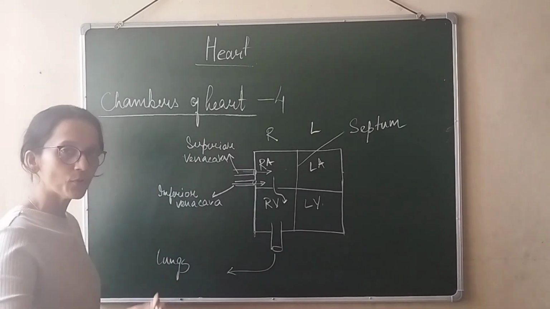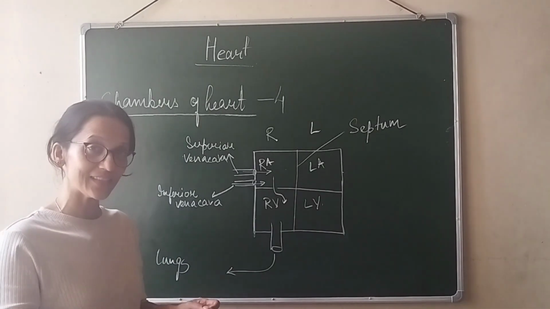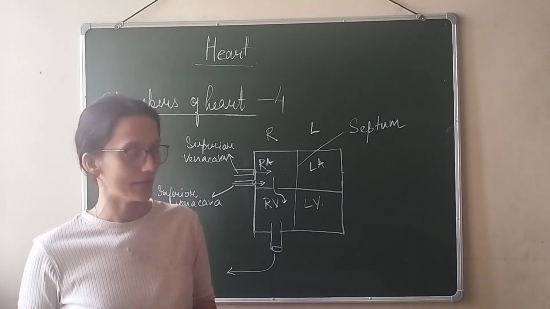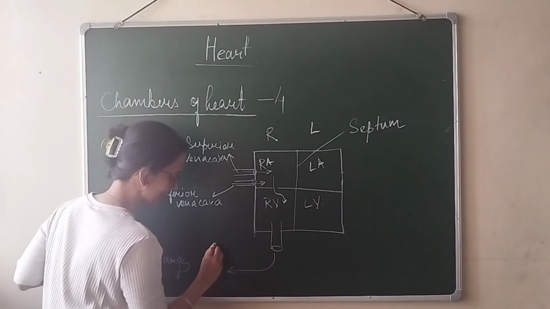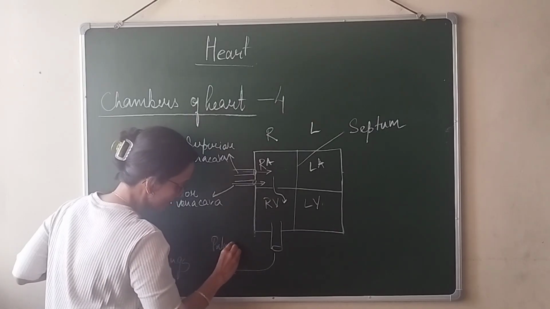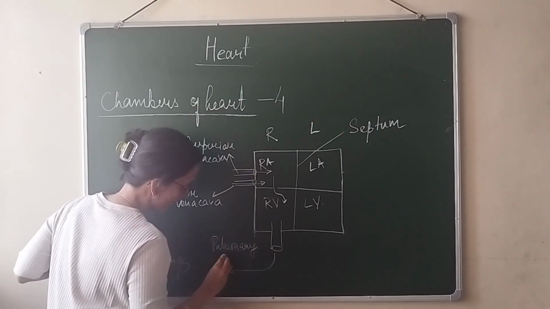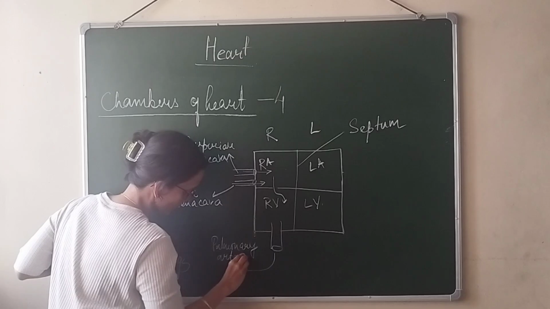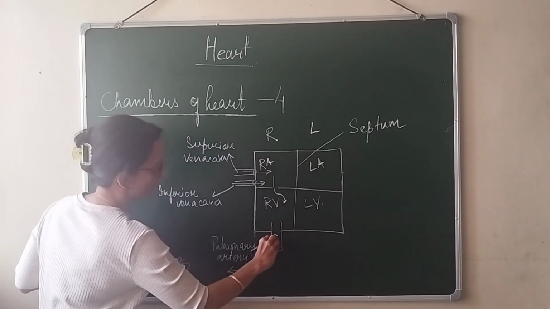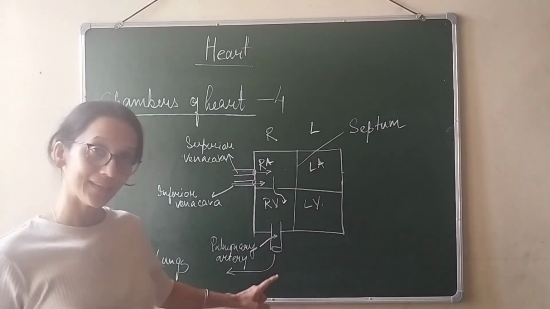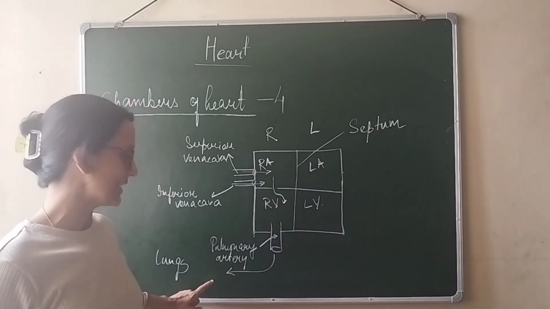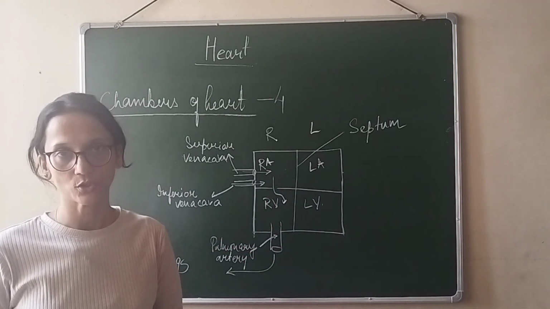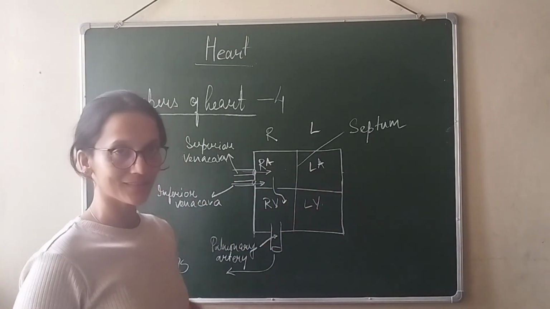And the name of this blood vessel that carries deoxygenated blood from the heart to the lungs, we have already studied this in our 9th standard, is pulmonary artery. So this is pulmonary artery which is collecting the deoxygenated blood from the ventricle and sending it into the lungs for its purification.